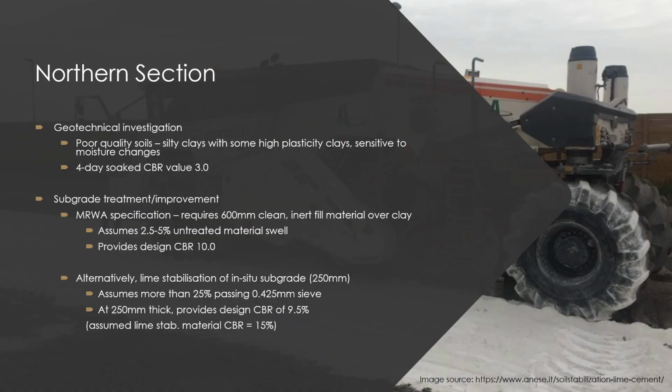Now, the northern section of the project is the low-lying, formerly floodplain area with the poorer quality soils present, again consisting of silty clays with some high plasticity clays sensitive to moisture changes, with the soaked CBR value being 3. Now, with this CBR value being quite low and high plasticity clays, subgrade treatment or improvement is required.